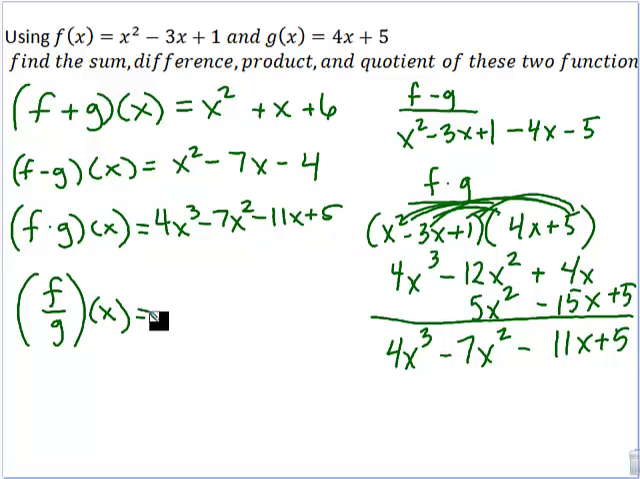So we want to divide them, f over g. Now, when we are dividing these polynomials, the only way we could simplify it is if we had a common factor that we could cancel. So we would want to see if we could factor our quadratic. Our quadratic here is x squared minus 3x plus 1. Is that factorable? No. Why do we know it's not factorable right away?